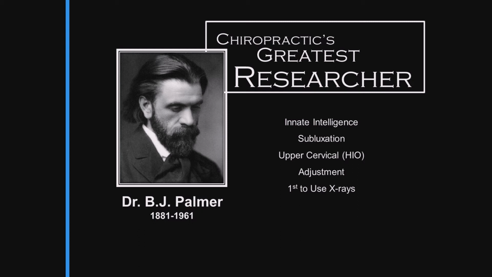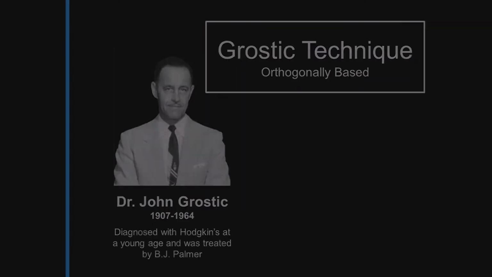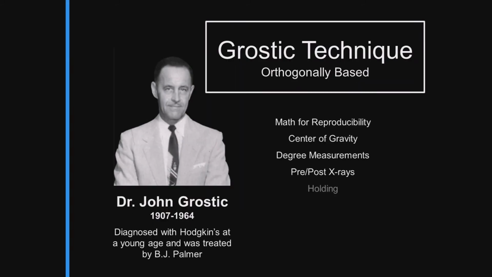One of his, I'll call him a patient, was Dr. Grostic, student as well, and he was diagnosed with Hodgkin's lymphoma at a young age, was treated by B.J. Palmer, and his Hodgkin's went into remission. He then had a recurrence of the Hodgkin's and was unable to be corrected as well by other chiropractors, went back to B.J. Palmer, got adjusted again, and went into remission again. And at that point he realized that we have a problem here because this man in this adjusting can produce unique results that these other chiropractors are having a hard time duplicating.